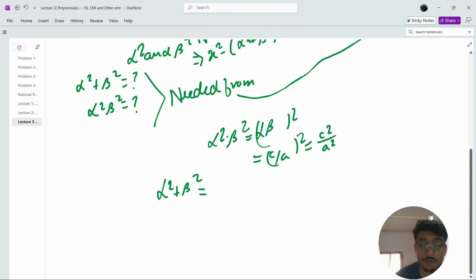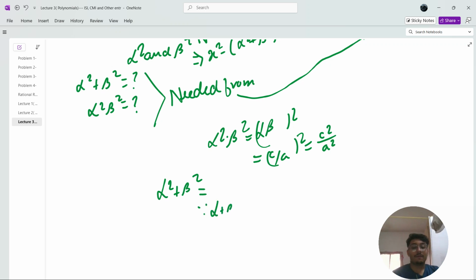We need to look at the powers. If it was alpha cube plus beta cube, we would have gone for alpha plus beta's whole cube. There also we would only be needing alpha plus beta and alpha beta. So basically, alpha plus beta's whole square, what does it give me? It gives me alpha square plus 2 alpha beta plus beta square.